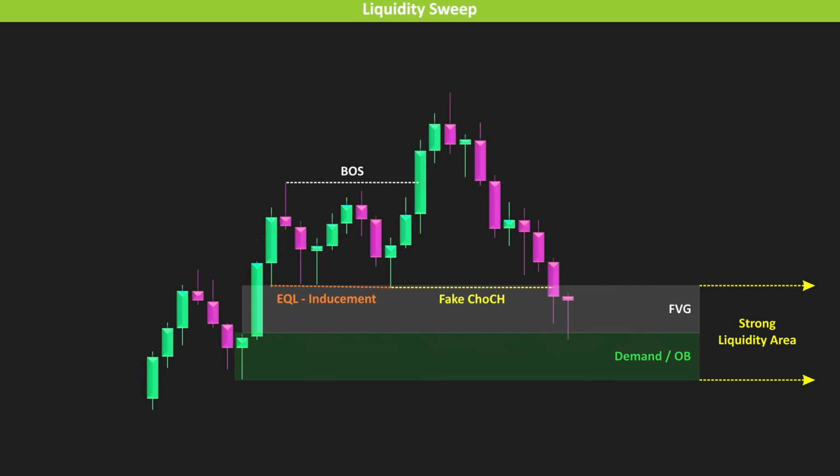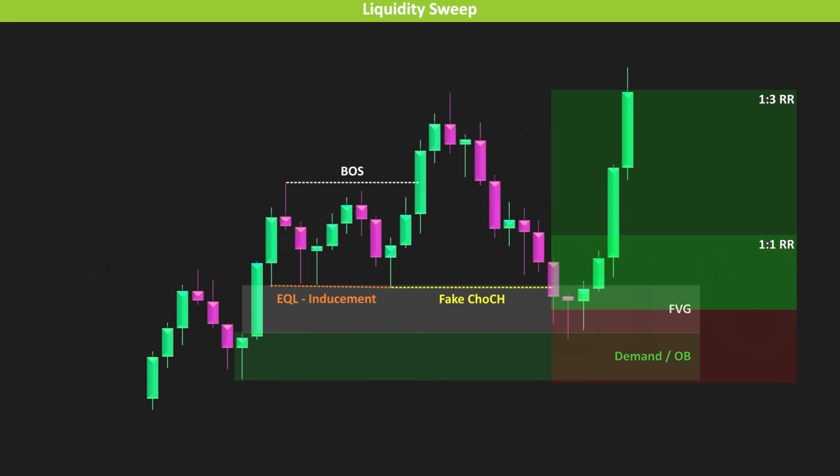Price gets pushed down just far enough to sweep those stop losses, and then it turns back around and continues in the original bullish direction. So the key takeaway is this: when a major swing low sits inside a liquidity area, a break below it may be nothing more than a liquidity sweep, not a true reversal. In that case, we do not treat it as a valid change of character. In fact, once price re-enters the range after sweeping that liquidity, it can offer an excellent long opportunity.